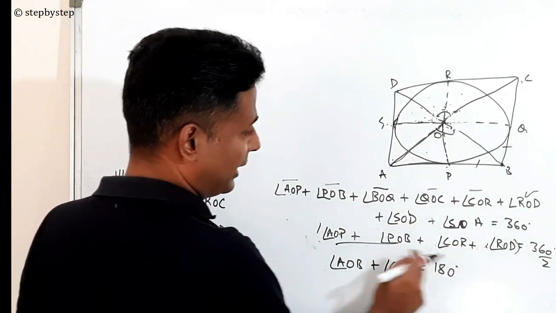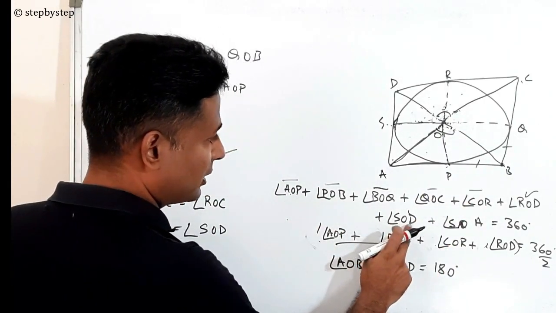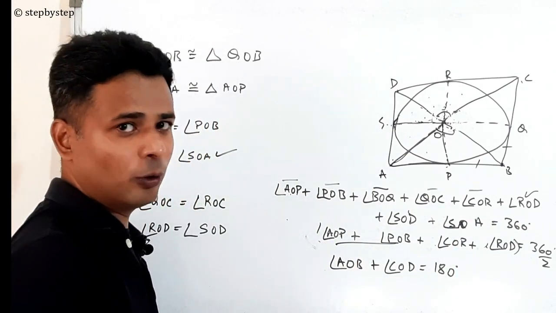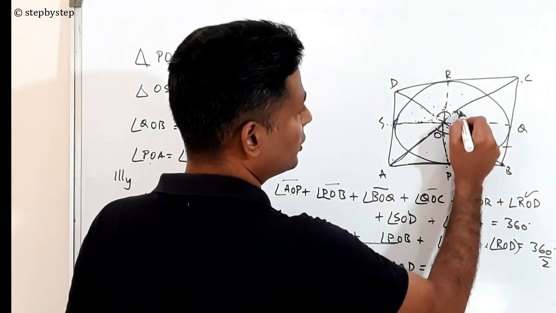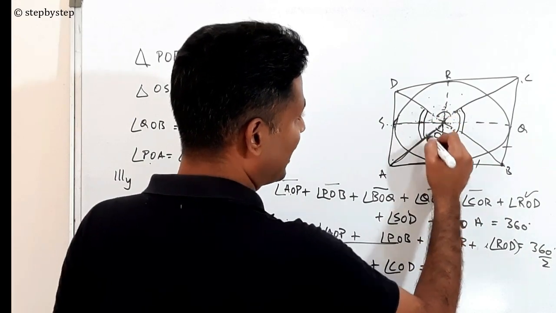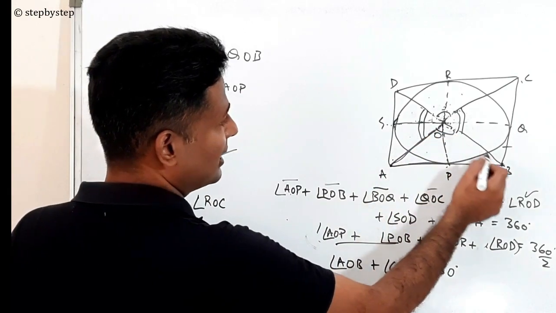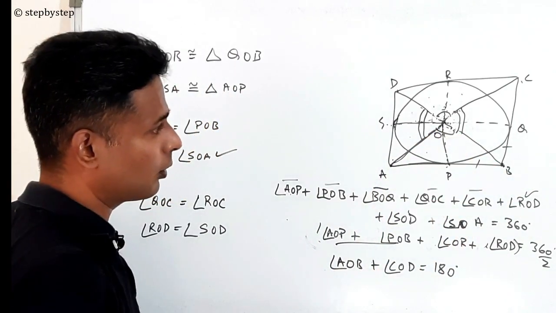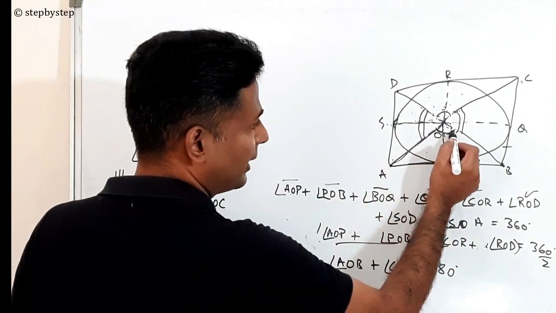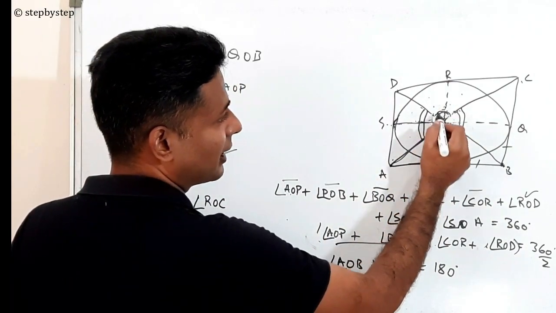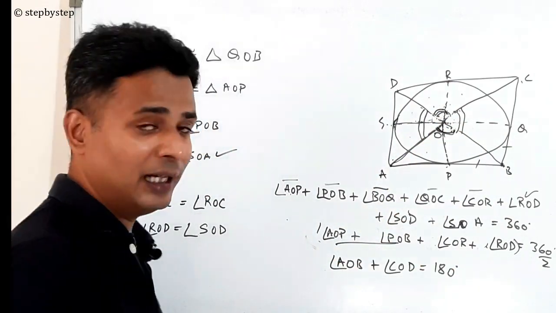Similarly, instead of taking AOP and SOA as 2 times AOP, I could have taken it as 2 times SOA. Doing that way, you will also get this angle plus this angle equal to 180 degrees. So we have shown angles subtended by opposite sides of a quadrilateral at the center are supplementary. So we have proved that this angle plus this angle is 180 degrees.